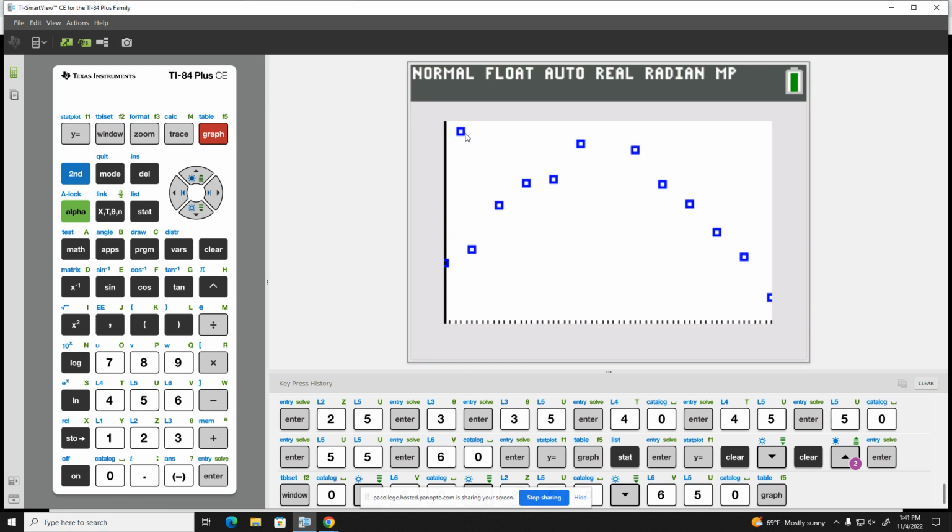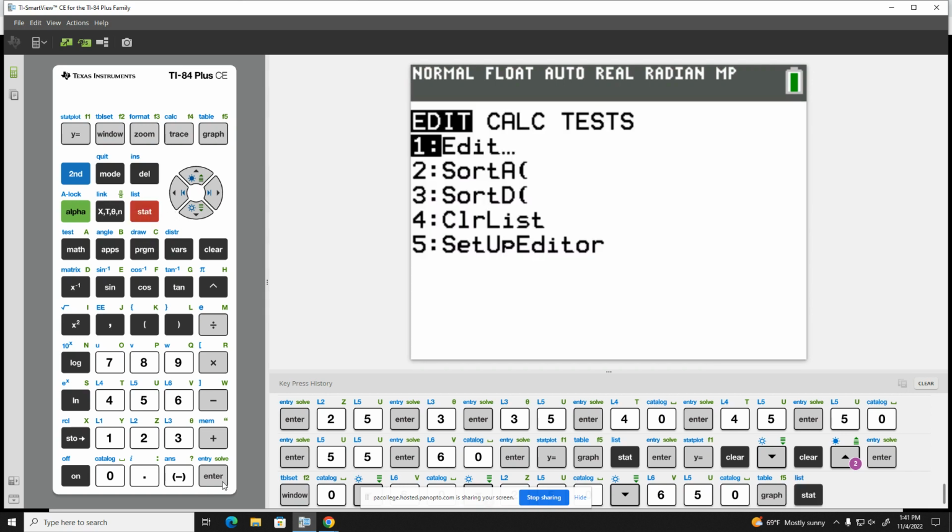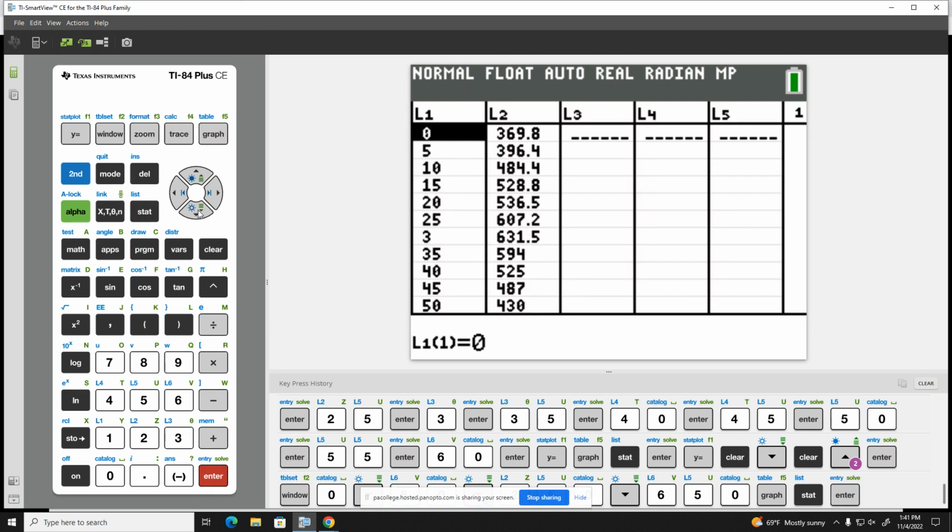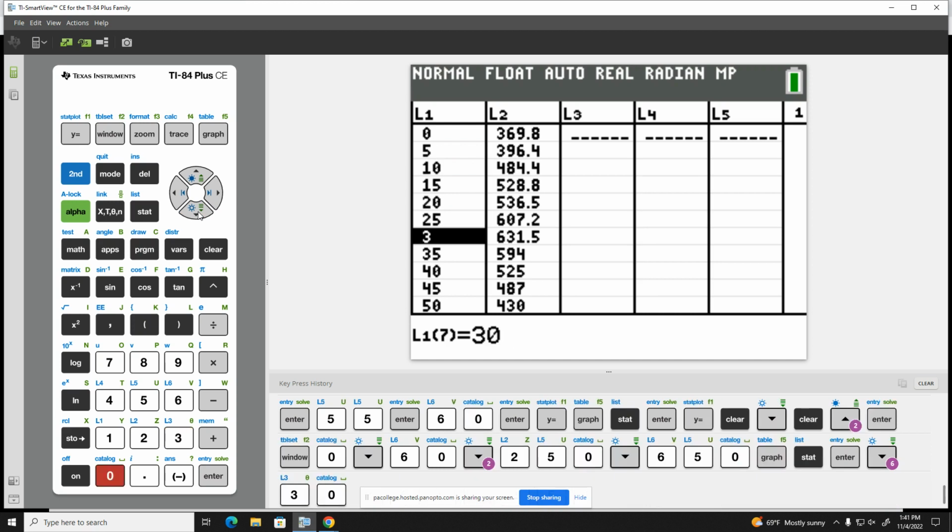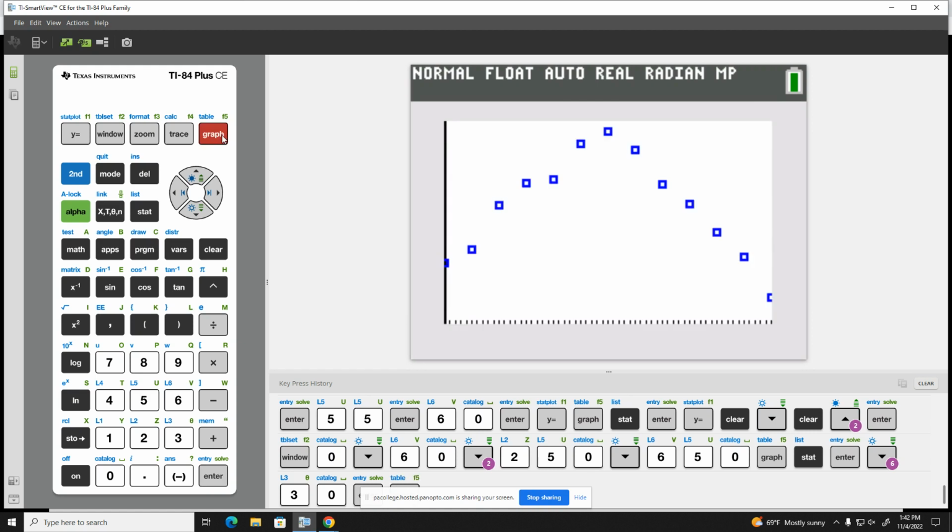I have this one point here, which looks like an outlier. And so I am going to see if there's an error in typing my data, because the rest of the points seem to be following a parabola shape. So stat, edit. Oh, yes, there's that outlier. You can see that instead of 30, I typed 3. So go down here, type 30, and that looks like it should fix that. So hit graph. Now my points seem to be kind of related to each other like a parabola shape.